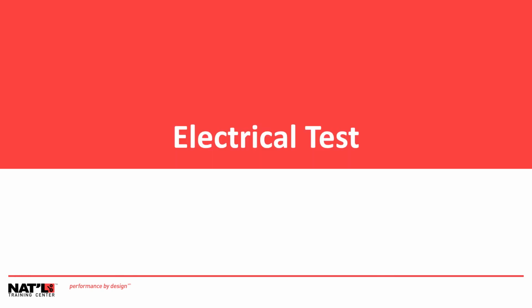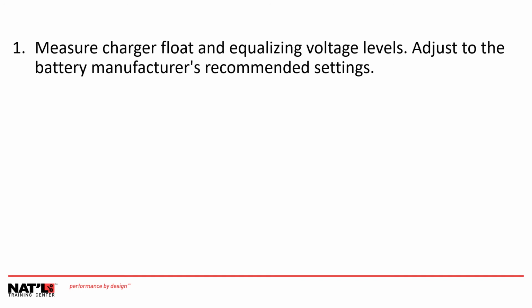We're now going to look at the electrical tests that are required as part of the NETA acceptance testing. We need to measure the charger float and equalize voltage levels. Adjust to the battery manufacturer's recommended settings. Keep in mind, different types of batteries have different float voltages and equalizing voltages. The manufacturer's data is our primary and most important source for setting the charger at its float and equalize level.